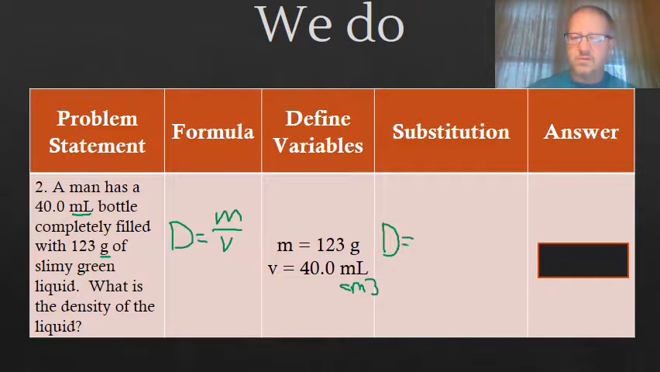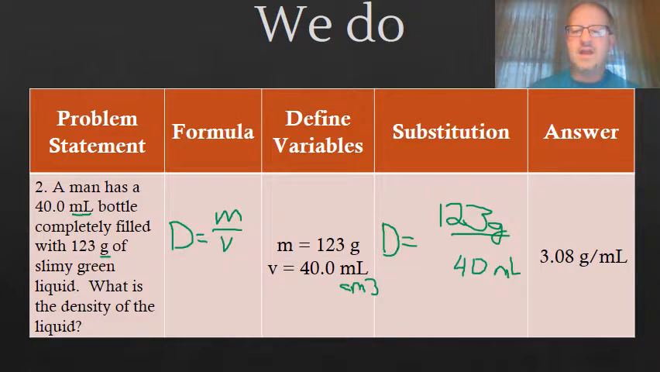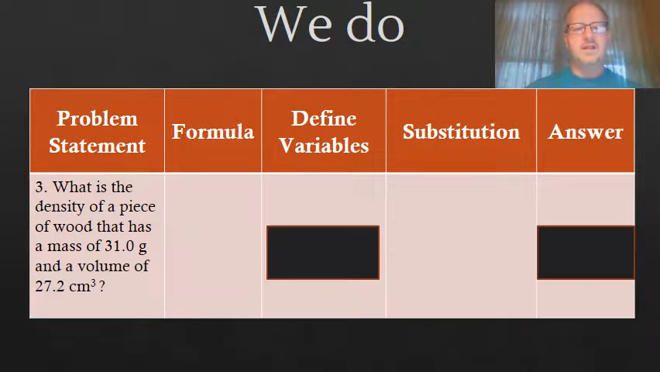So density equals 123 grams divided by 40 mLs, and that gives us an answer when we divide that of 3.08 grams per milliliter. So again, we could either do grams per milliliter, or we could just convert it to grams per centimeters cubed. Either way is the same. It's the same answer. Okay, let's try number 3.